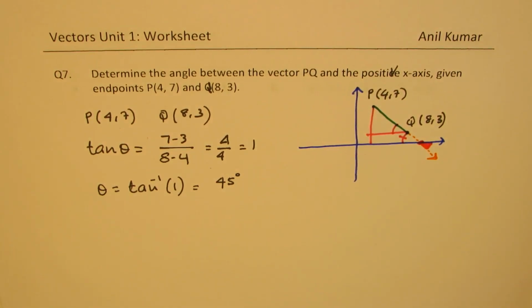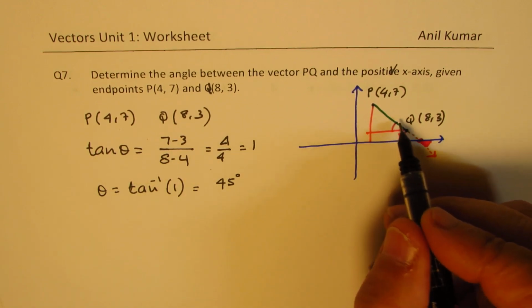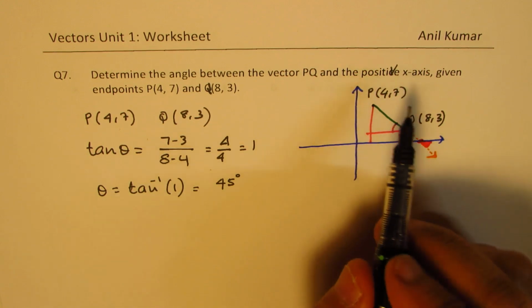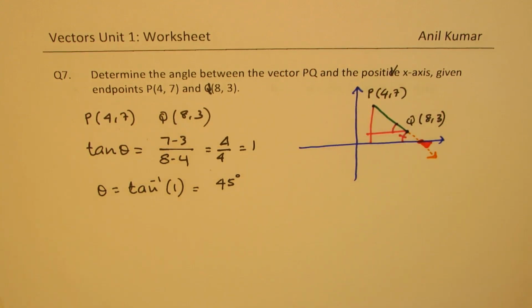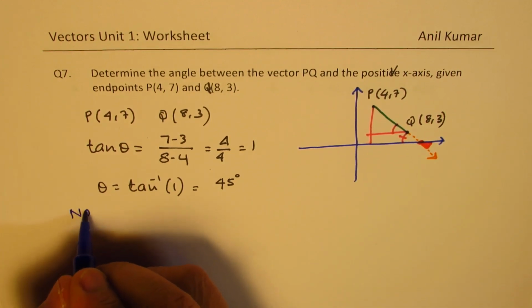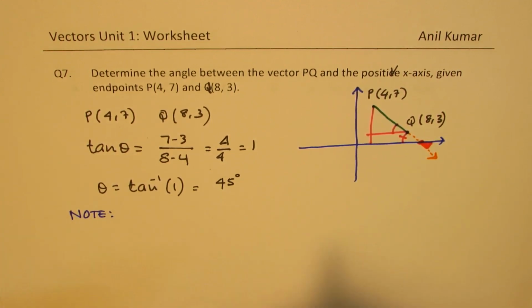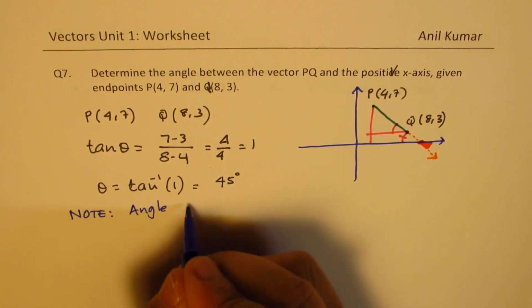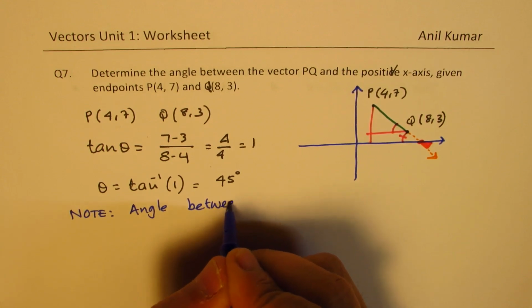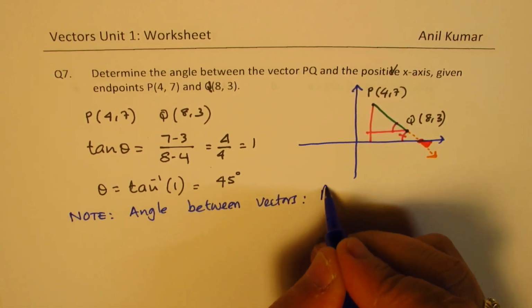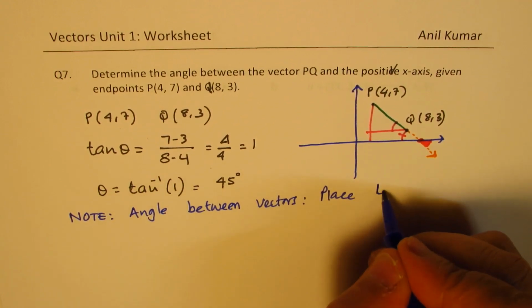Correct? So some of you may just get the angle, this negative, right? However, it is very clear that whenever you're writing the angle between the vectors, then it should be aligned, right? So let me write a note here. And the note is: angle between vectors, place tails together.